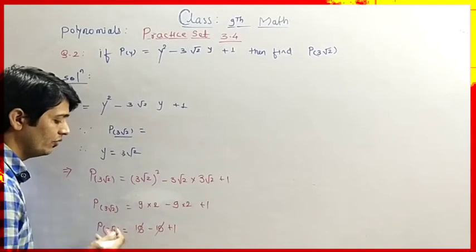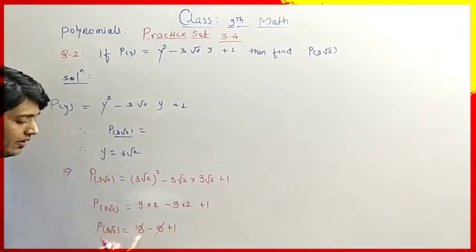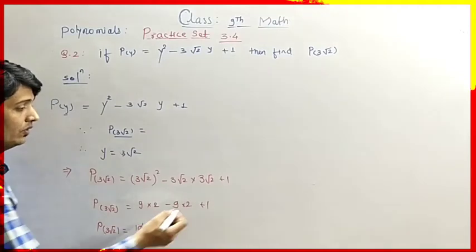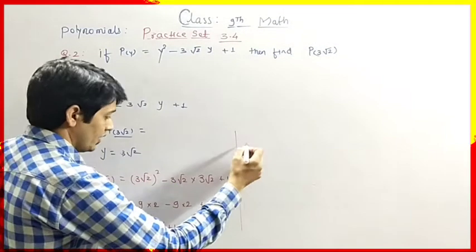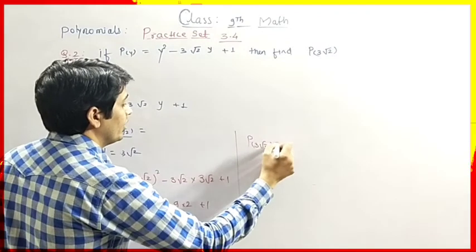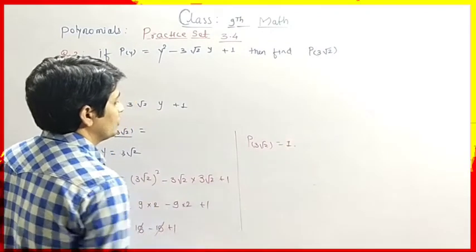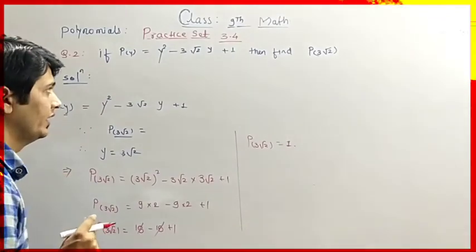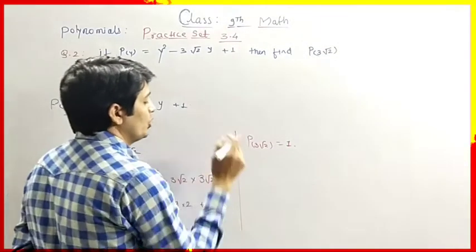18 and 18 will get cancelled because they have opposite signs. Therefore p(3 root 2) equals 1. So the answer will be 1. This is the value of the polynomial.